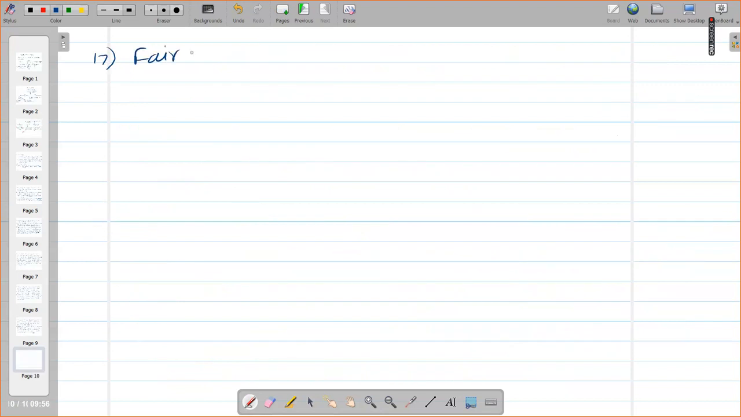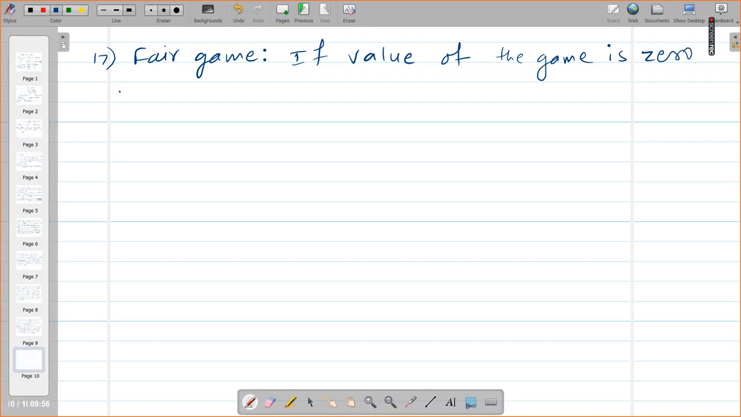Fair game. If the value of the game is 0, that means both the players don't get anything. If the value of the game is 0, then it is called a fair game. Nobody gains, nobody loses.